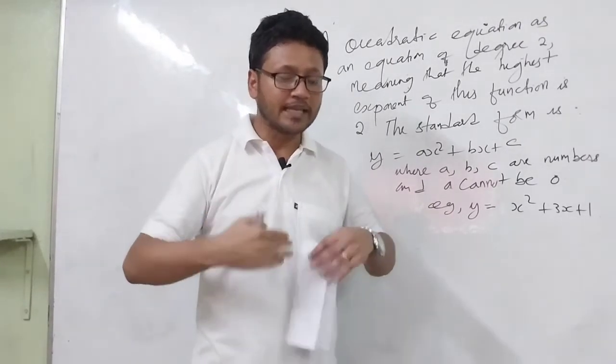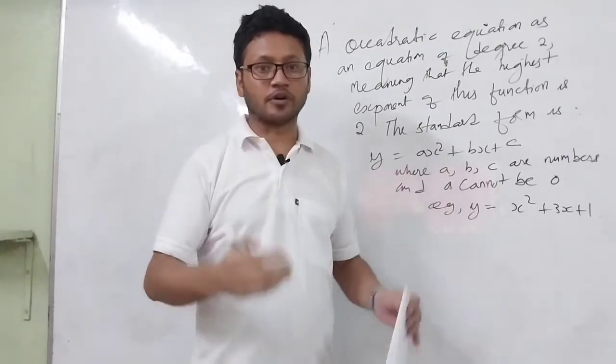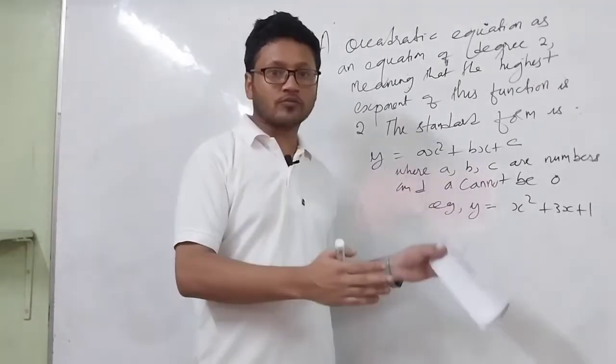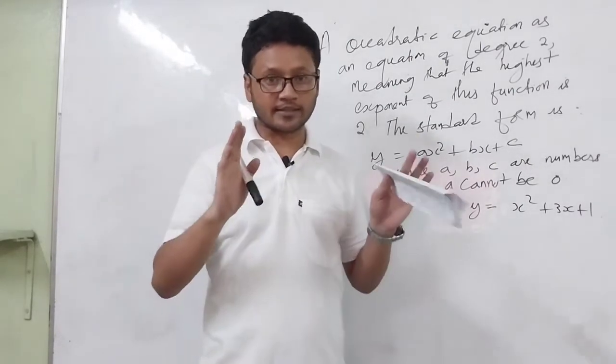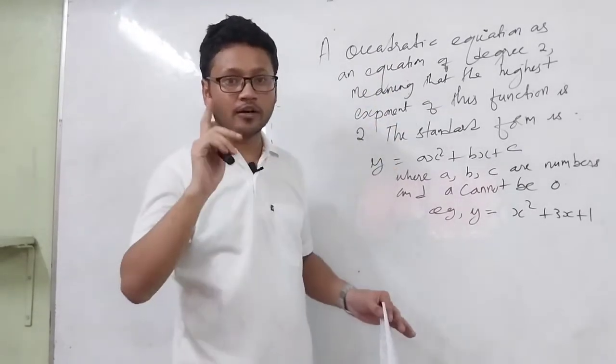So in India, being Indians, we must know that our Hindu mathematician Brahmagupta discovered the quadratic equation in India. This is the main thing, and this is the definition: the highest power should always be 2.